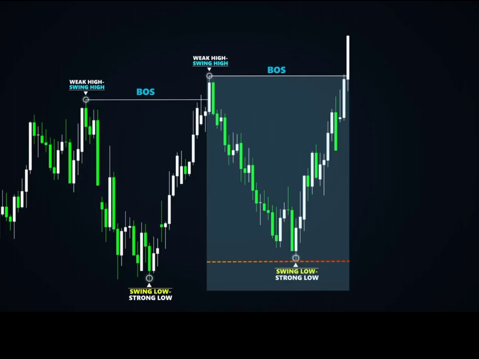Why is this level so important? Because it shows where buyers stepped in with strength. If price pulls back and reacts at that level again, it's a strong sign the uptrend is still healthy. But if price breaks below it, the trend might be shifting.